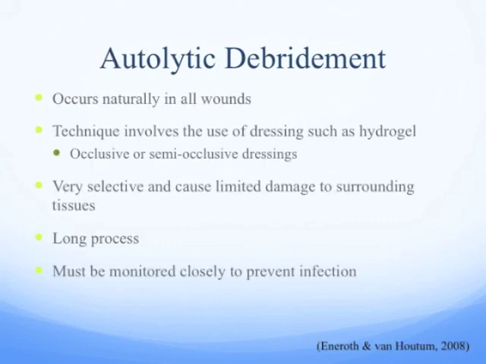Autolytic debridement occurs naturally in all wounds to varying degrees as the body releases certain mediators to facilitate a moist environment. The technique involves the use of dressings such as hydrogels, which are made up of hydrophilic polymers within a three-dimensional matrix, thus creating a moist wound bed. The dressings can be occlusive or semi-occlusive and should maintain the natural moisture of healthy wound healing to soften the eschar. This type of debridement is very selective and causes little damage to the surrounding tissues, but is not as rapid as other forms and must be monitored closely to prevent infection.